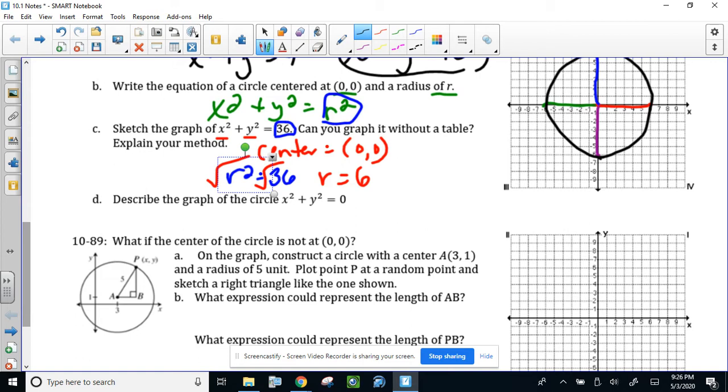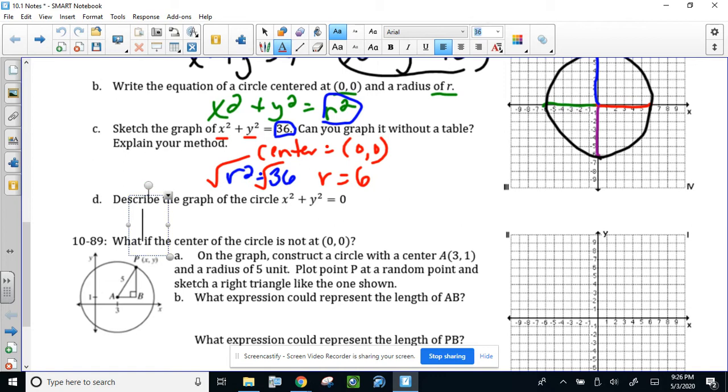So what would we think the graph would look like if we were drawing it, if it was x squared plus y squared equals 0? Oops, let's try that again. So what would it look like? Well, it would probably be a point at 0, 0 without a radius, because the radius is 0.